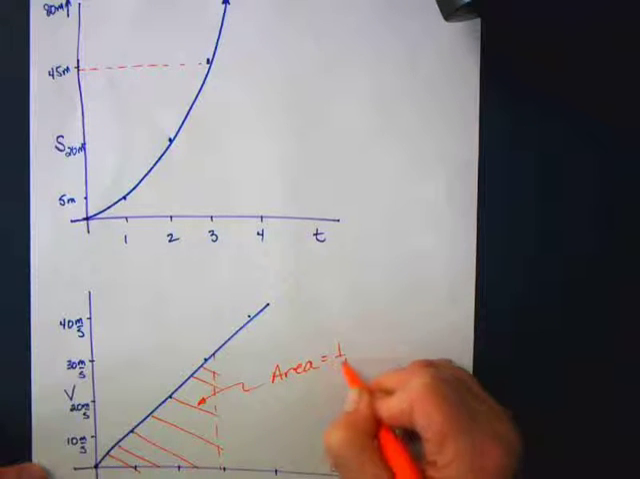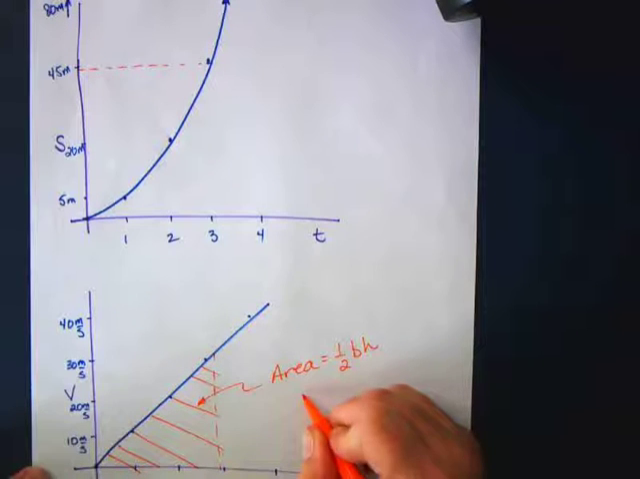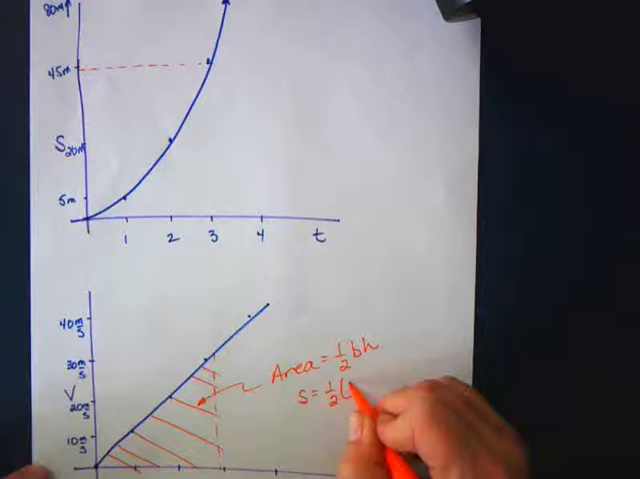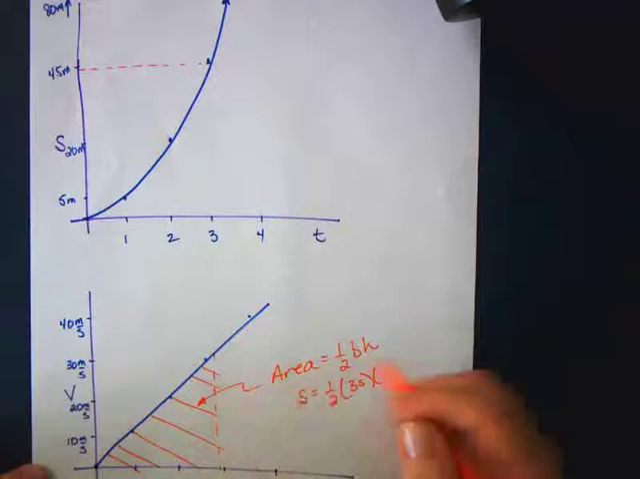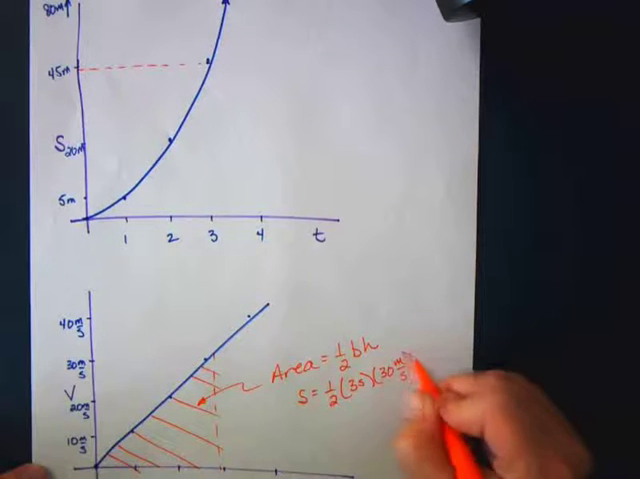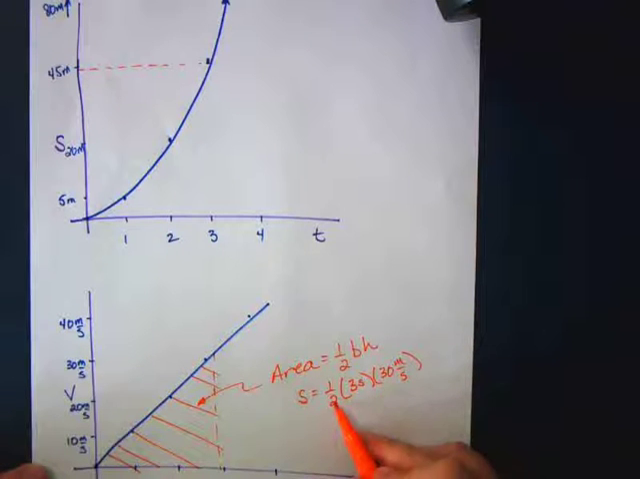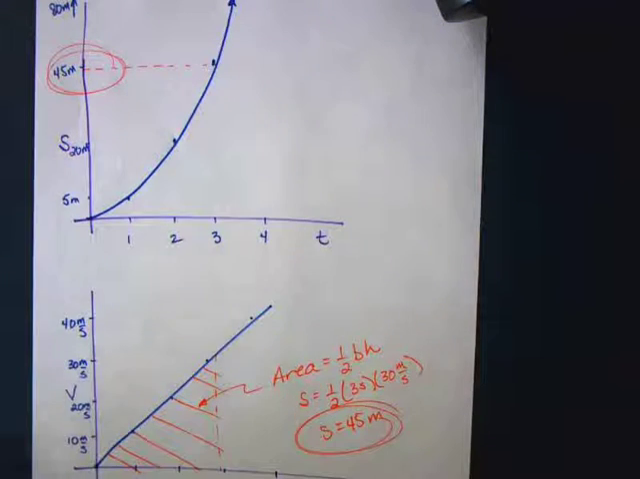And the way we do that is find the area of a triangle, 1/2 base times height. So in this particular graph, the distance traveled will be 1/2 times the base, which is 3 seconds, times the height, which is our change in velocity, of 30 meters per second. So 3 times 30 is 90. Cut that in half, and we're at 45 meters again. So that equals that.